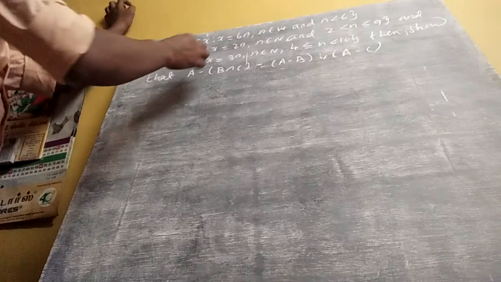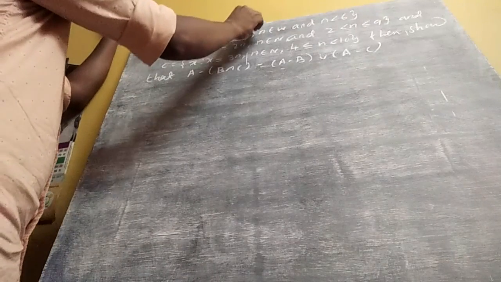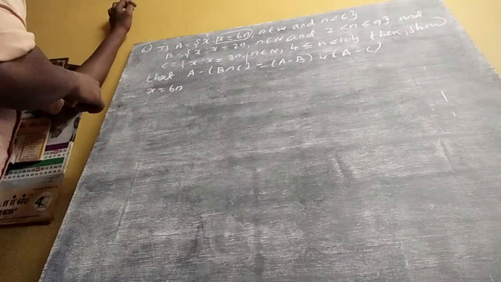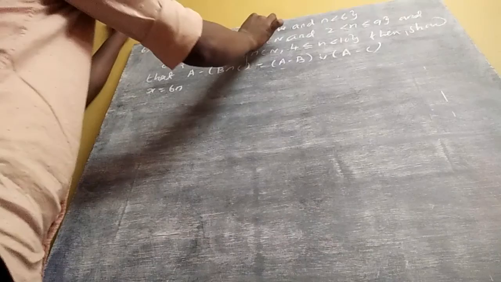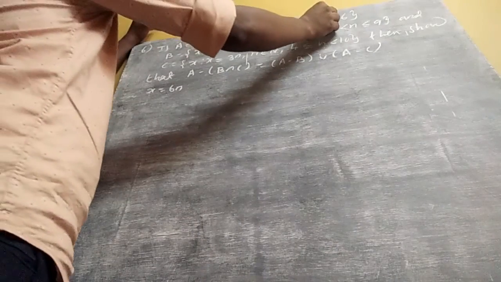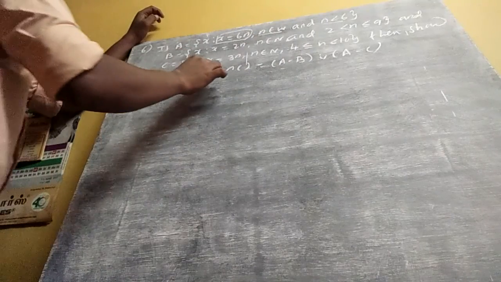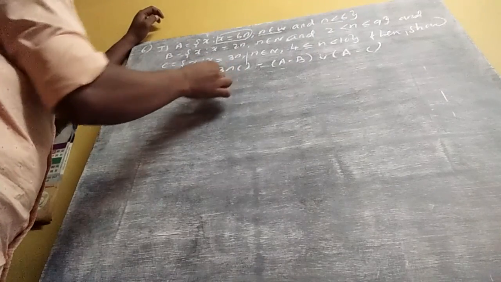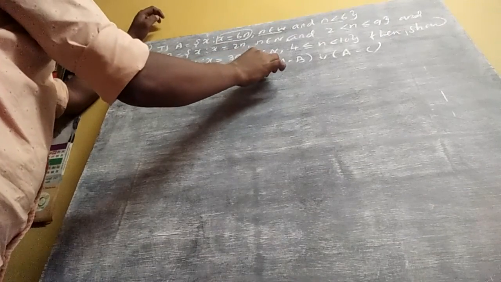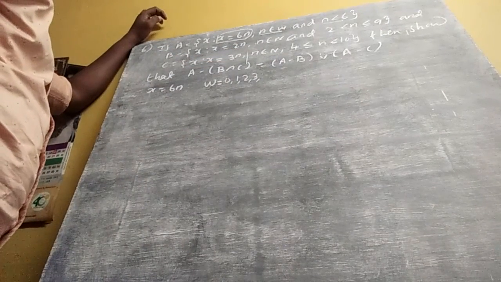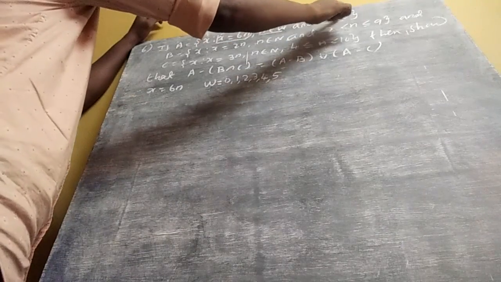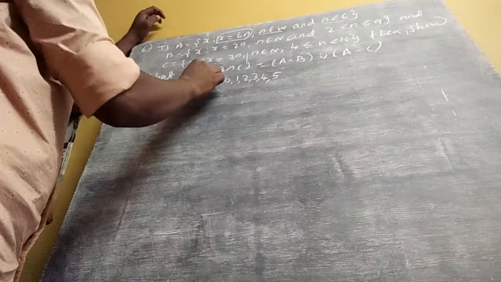Now here is the proof. x equals 6n, and n belongs to whole number, which starts with 0, and n is less than 6. So 0, 1, 2, 3, 4, 5. You should not write 6 because there is no equal-to symbol, so this is the n value.